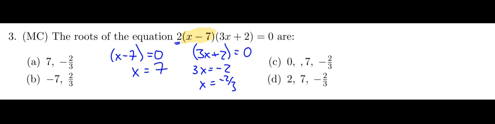And if I plug that in, that will make this factor go to 0, which makes the whole thing go to 0. So what I'm looking for here are the values 7 halves and negative 2/3. Well, that's A. That's right off the bat there. And there we go.